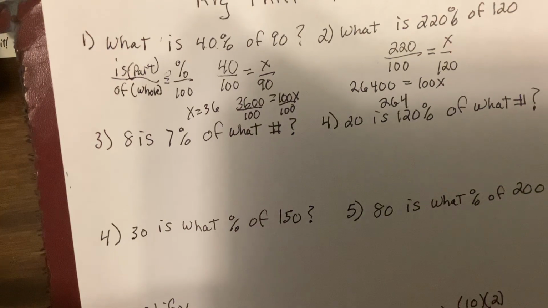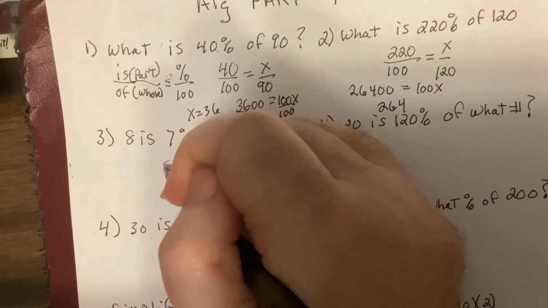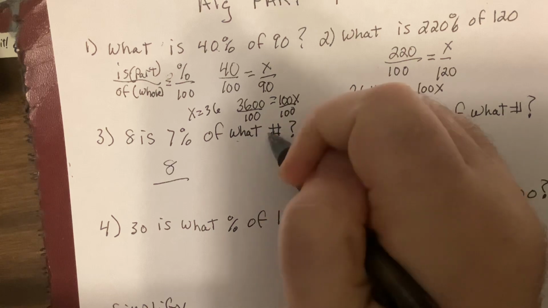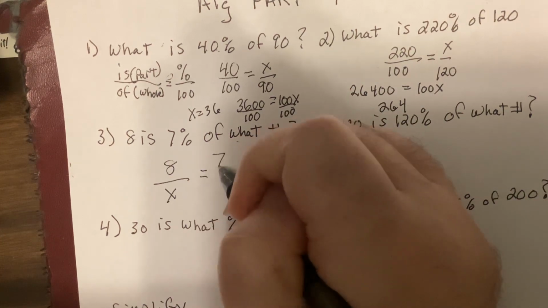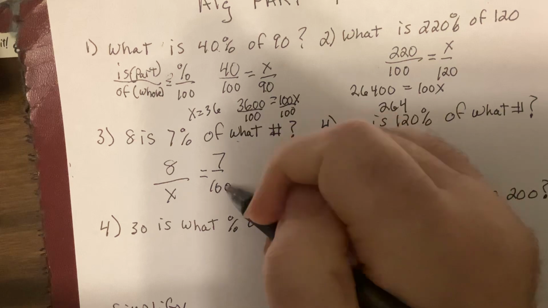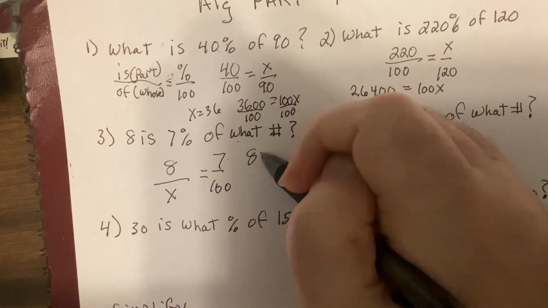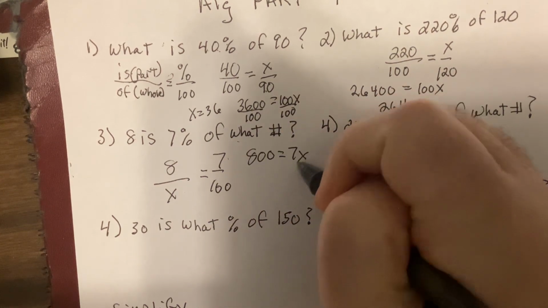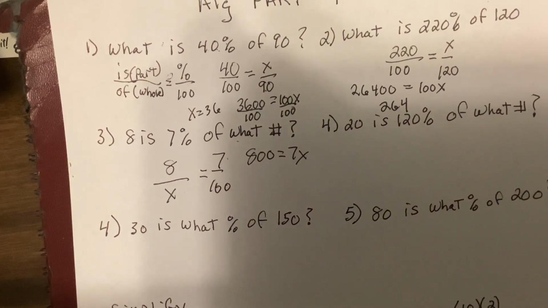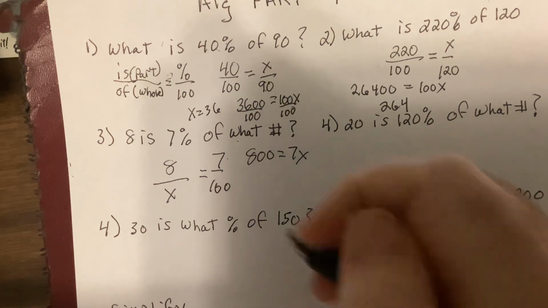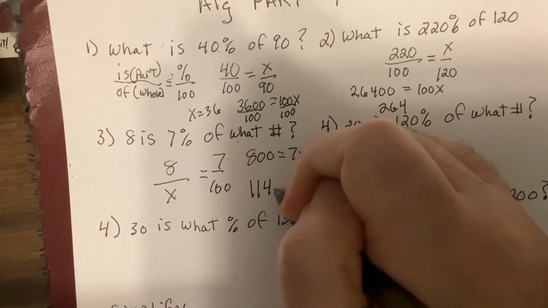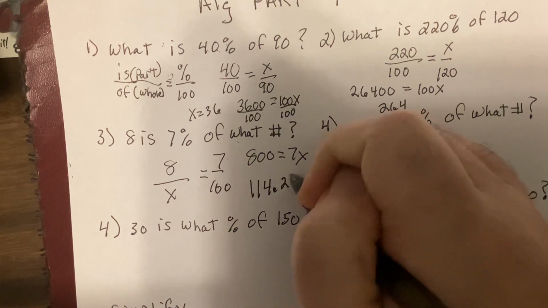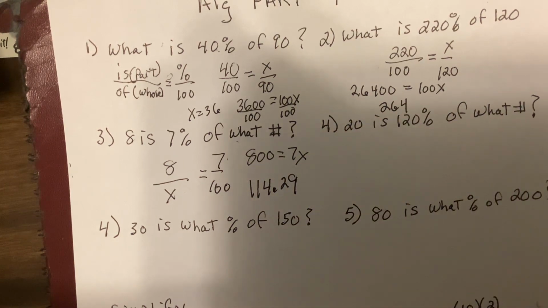I hope you did. So 8 over the of number, I don't know, is 7 over 100. So you cross multiply, 800 equals 7x. So take 800 and divide it by 7. And we get 114.29. Round to the 100th place, please.